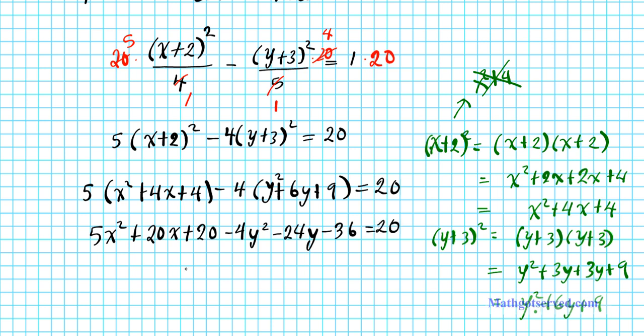Okay? Now let's remember our goal is to set it equal to 0. So we have 5x squared. There's nothing to combine it with. Minus 4y squared. That's alone also. And then plus 20x minus 24y. And then we have plus 20 minus 36 is negative 16. And then when we subtract 20 from that is negative 36. So minus 36. Okay? Equals 0.